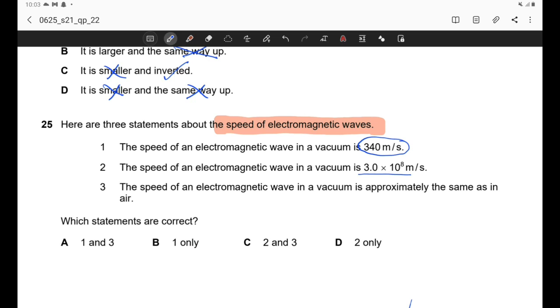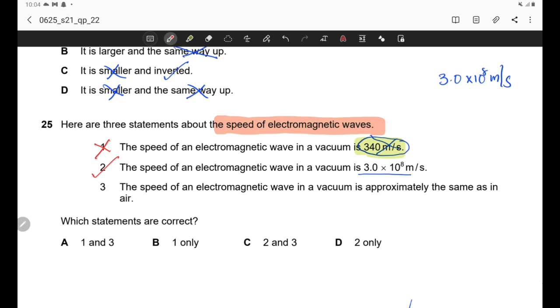Which statements are correct? Statement 1 is wrong because we know that the speed of an electromagnetic wave, for example a light wave, is very high and its value is 3 times 10 to the power 8 meter per second. It's a constant value. So a value like 340 is too small. Therefore, the first statement is wrong. Statement 2 is correct. The speed of an electromagnetic wave is 3 times 10 to the power 8. So the second statement is correct.